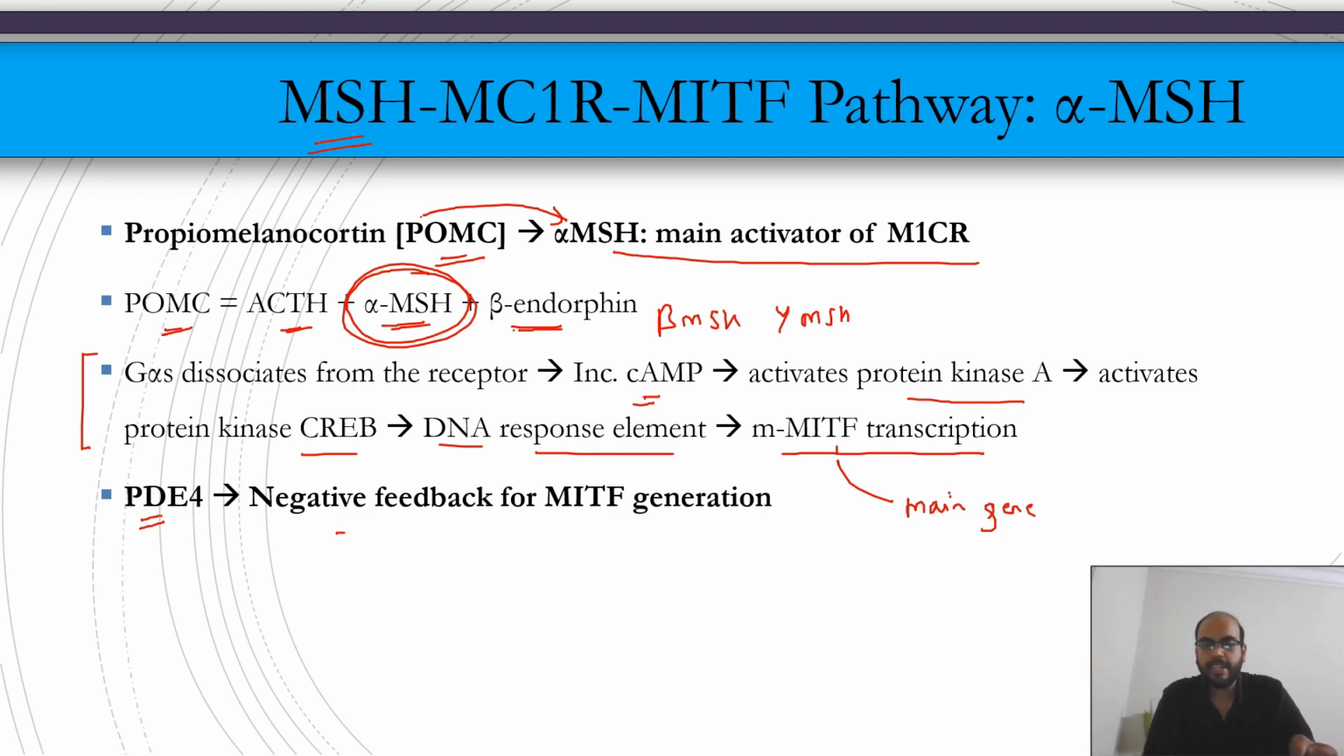Phosphodiesterase 4 is a negative feedback for MITF generation. That means increasing phosphodiesterase 4 will decrease MITF to act as a check and balance to this activation of MITF. Let's move forward.